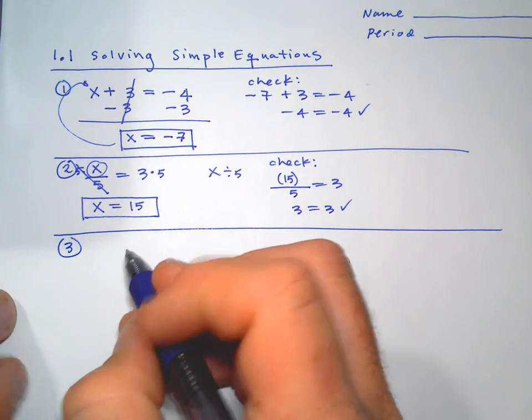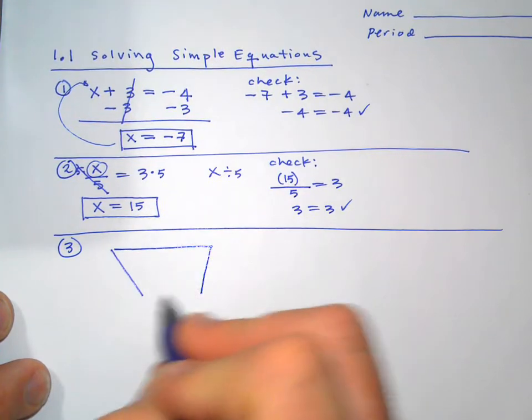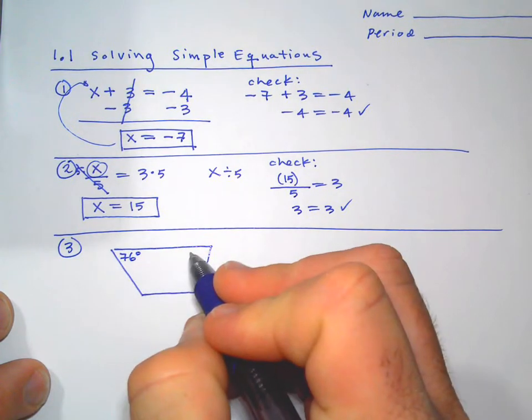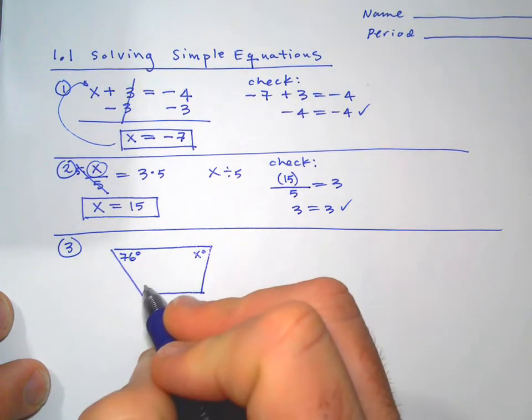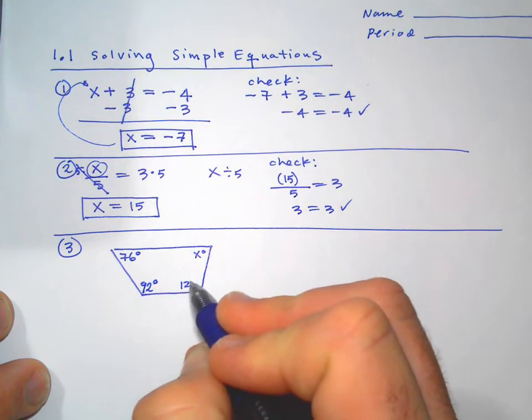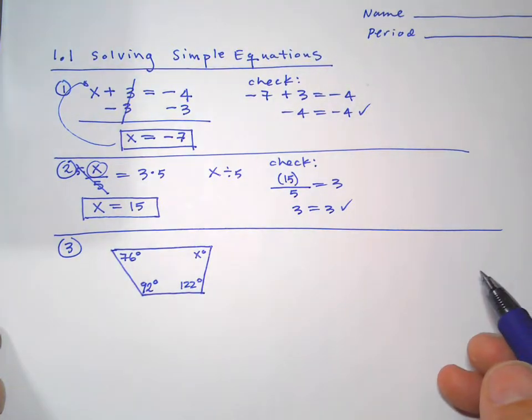This one's going to be a little more complicated. I'm going to draw a shape. It's called a quadrilateral. 76 degrees, x degrees, 92 degrees, 122 degrees. Now, these are the angles inside, so we're measuring them in degrees.